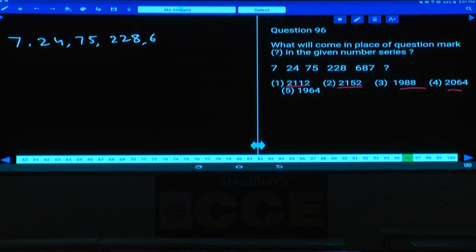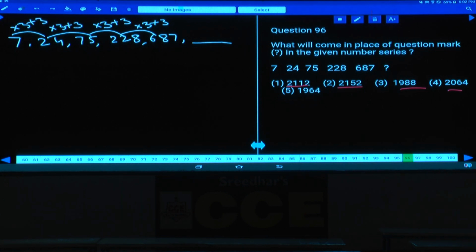Next one 687. Then what should be the next one? Now 75 and 228 can be written as 75 into 3, 225, plus 3 is 228. Now 228 into 3 plus 3, isn't it? And this is again 687. Now 24 into 3 72 plus 3 is 75. 7 into 3 21 plus 3 is 24. Each of these numbers is multiplied with 3 and 3 is added, and 687 into 3 plus 3.